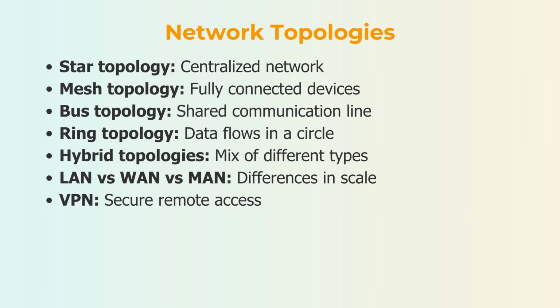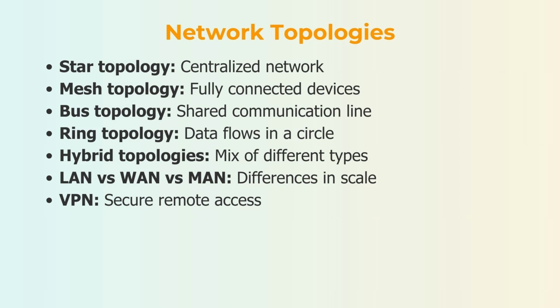Network topologies describe the way devices are connected in a network. The most common is the star topology, where all devices are connected to a central hub, such as a router. This setup is widely used in home and office networks. In a mesh topology, devices are connected to each other directly, creating a web of connections. This setup is more reliable because if one connection fails, data can still travel through another path.